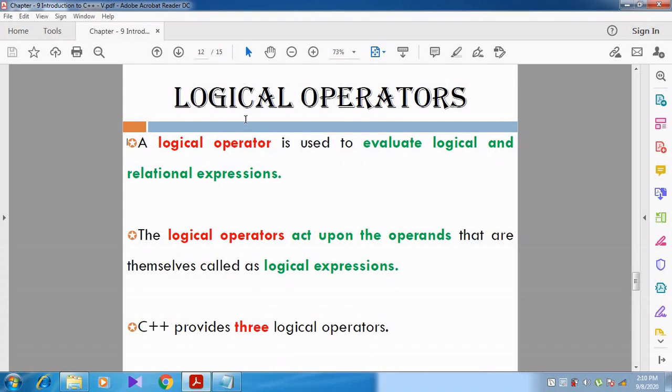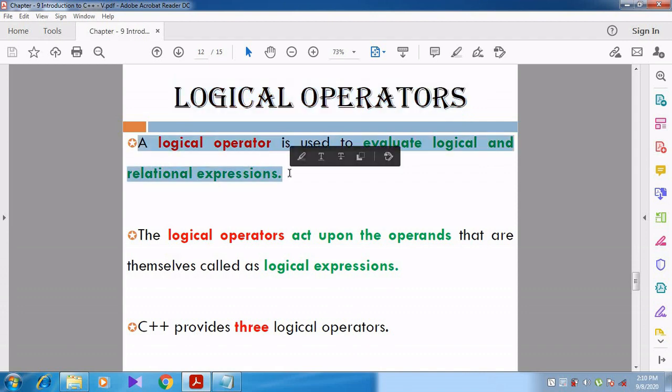Now we are going to see the last operator in this video, that is the logical operator. In this video I have explained only three operators: arithmetic, relational and logical. So what is meant by a logical operator? Logical operators are used to evaluate logical and relational expressions. So we are going to execute the logical expression and relational expression, and for that we are going to use the logical operator.